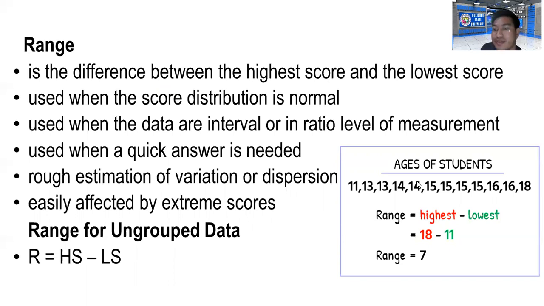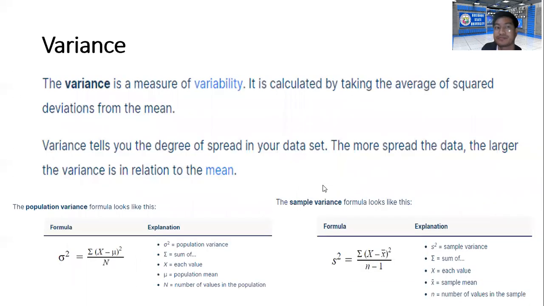Usually, to compute the range is just the highest score minus the lowest score. Like for example, we have here the ages of the students. So the highest here is 18 and then the lowest is 11. So the range is 18 minus 11, so that is 7. So range is the highest score minus the lowest score.